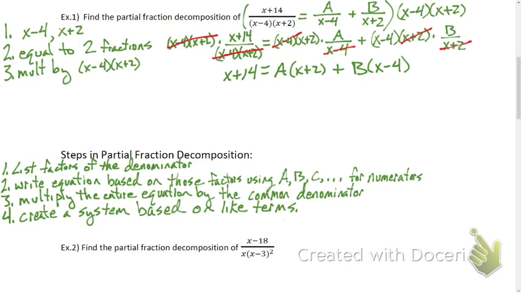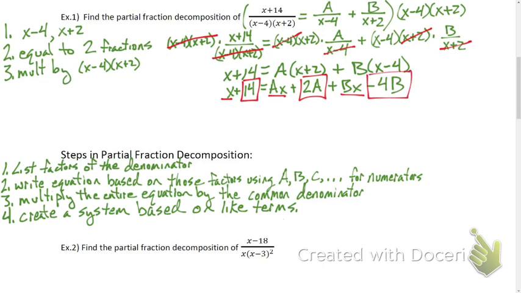So to do that, I need to see what the like terms are. I need to distribute, and I'm going to make a unique symbol for each like term. So I have my x's, and I have my terms without x's. So that means I have 2 equations. I can't write the x's, so you might add that down here.